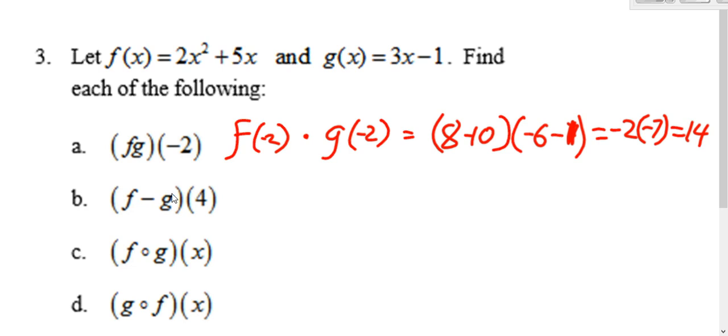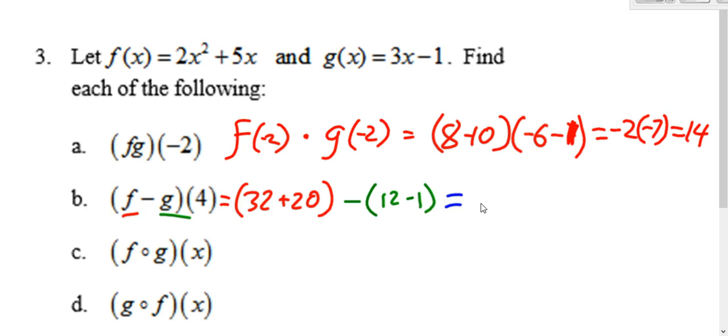F minus g of 4, you do the same thing, but it's subtract instead of multiply this time. So f of 4, 4 squared is 16, times 2 is 32, plus 5 times 4 is 20. There's f. And then when you plug the 4 into g, that's 12 minus 1. So that's 52 minus 11. 41.